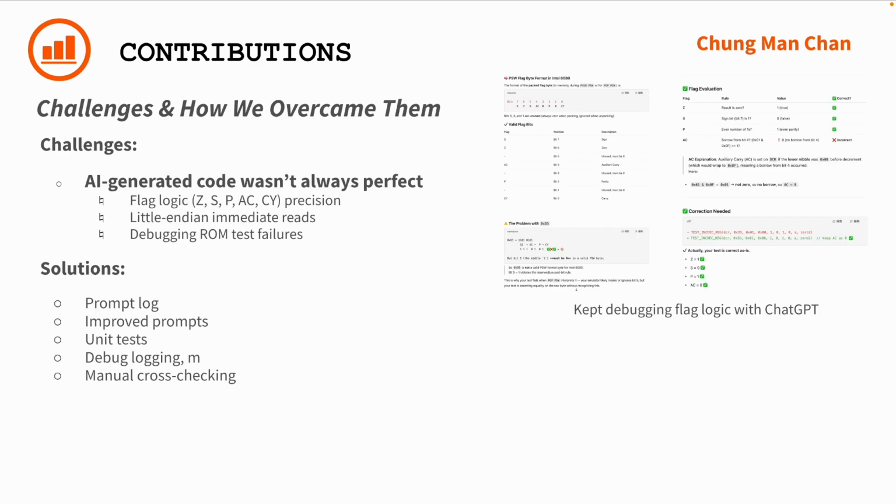One of the main challenges was inconsistent AI-generated code. Cycle counts, flag parity, and push-pop behavior sometimes varied. We also found logic bugs and had to manually analyze RAM debug dumps. To address this, we improved our prompts, added targeted tests, enhanced debug logging, and cross-checked with the Intel manual.